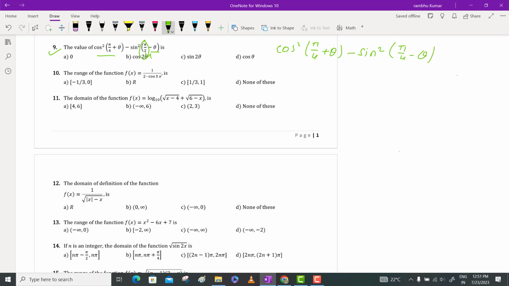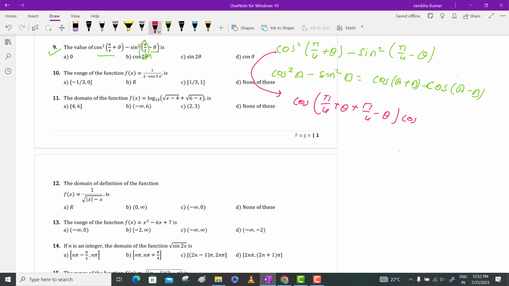And please remember, if we have cos square A minus sin square B, then this is nothing but equal to cos of A plus B into cos of A minus B. Okay, so from this formula we can write this one as cos of pi by 4 plus theta plus pi by 4 minus theta, into cos of pi by 4 plus theta minus pi by 4 minus theta, which becomes minus pi by 4 plus theta.